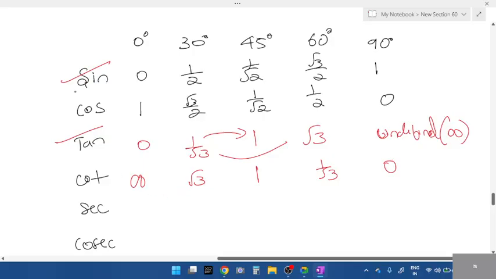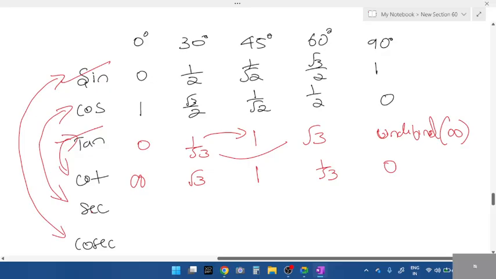Opposite. Next, reciprocal values. What is the reciprocal of sine, Shasha? What is the sine formula? Perpendicular by hypotenuse. What is the cosec formula? I told you reverse order, right? Hypotenuse, when we studied the formula, yes. Even in this one, it is the reverse order. Reverse in the sense of reciprocal relation.